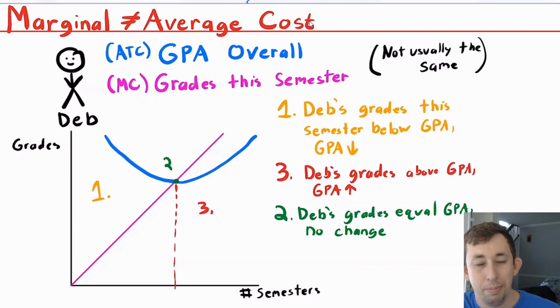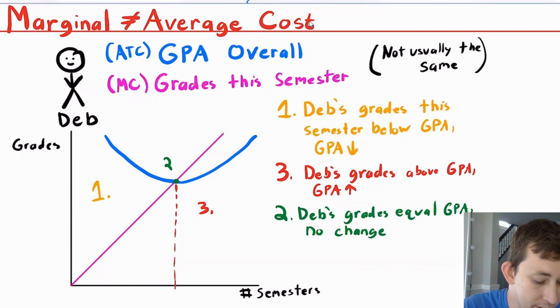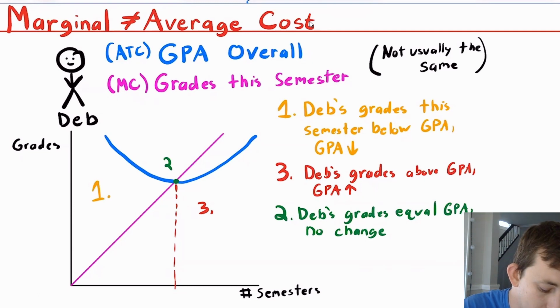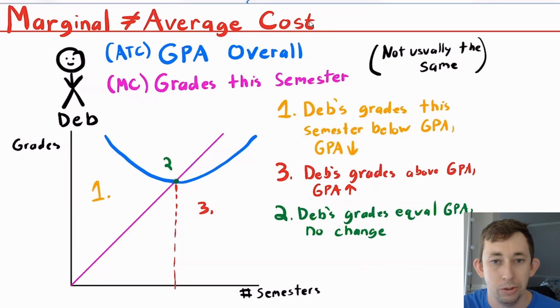So again, if we apply this back to economics, what this says is that marginal cost is not the same as average total cost. And what it says is that marginal cost will cross the average total cost curve at the minimum of average total cost.